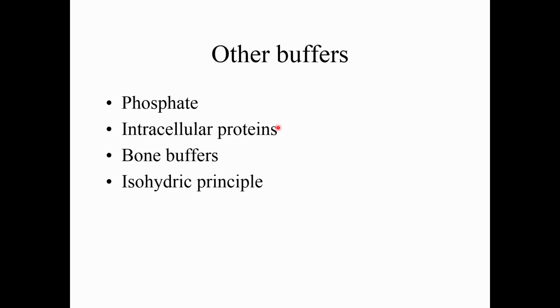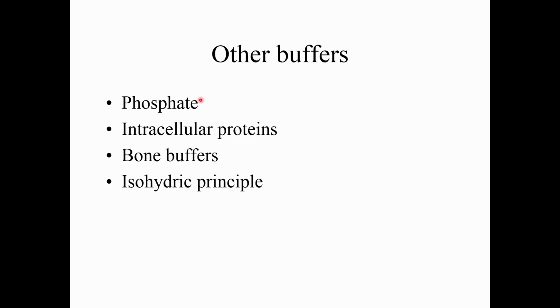Your bone acts as a buffer. When you add acid to the system, there are salts in the bone that will take up the hydrogen ion. That dissolves the bone. So a chronic acidosis is really tough on your bone. It can result in osteoporosis, but in the short term the bone helps you buffer hydrogen ion. And so there are a number of buffers.